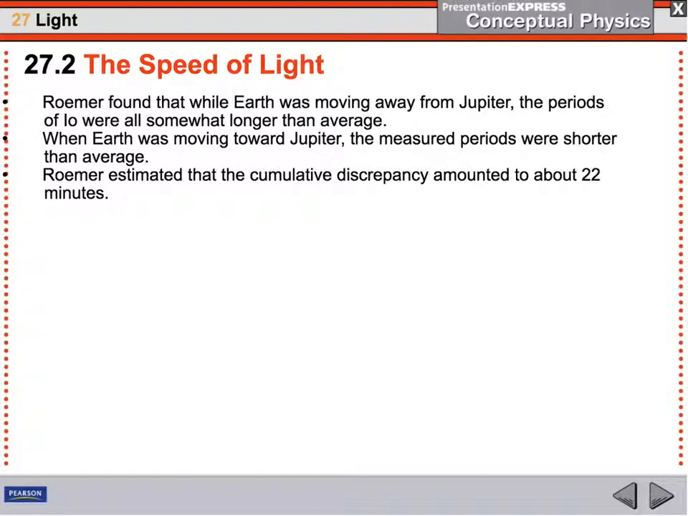He found that while Earth was moving away from Jupiter, the periods of Io were all somewhat longer than average. When the Earth was moving toward Jupiter, the measured periods were shorter than average. He estimated that the cumulative discrepancy amounted to about 22 minutes.